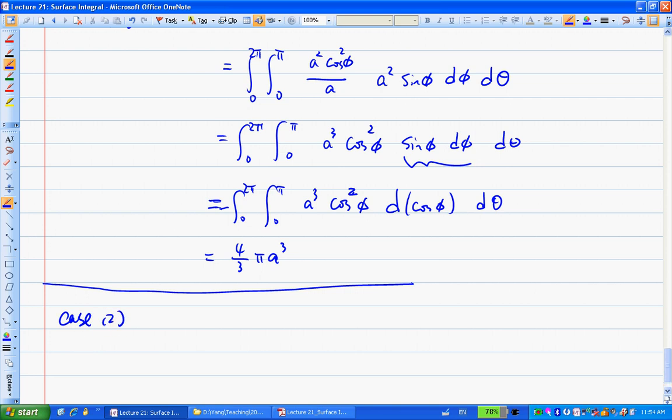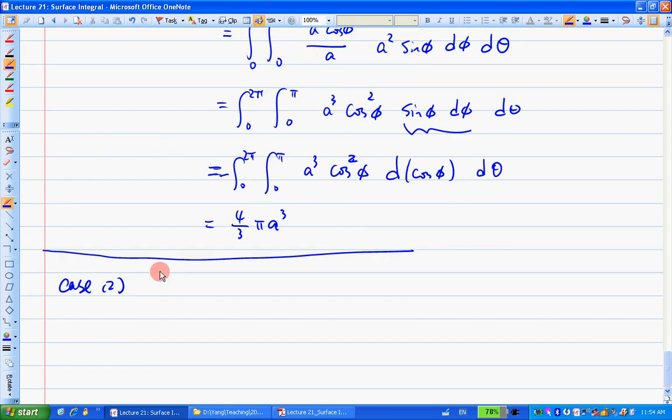So this is the first case, when the surface is a spherical surface. And the second case is also a special one. Let's say maybe what we have is a plane surface. For example, z equal to a. That's a plane. It's a horizontal plane, parallel to the xy plane.